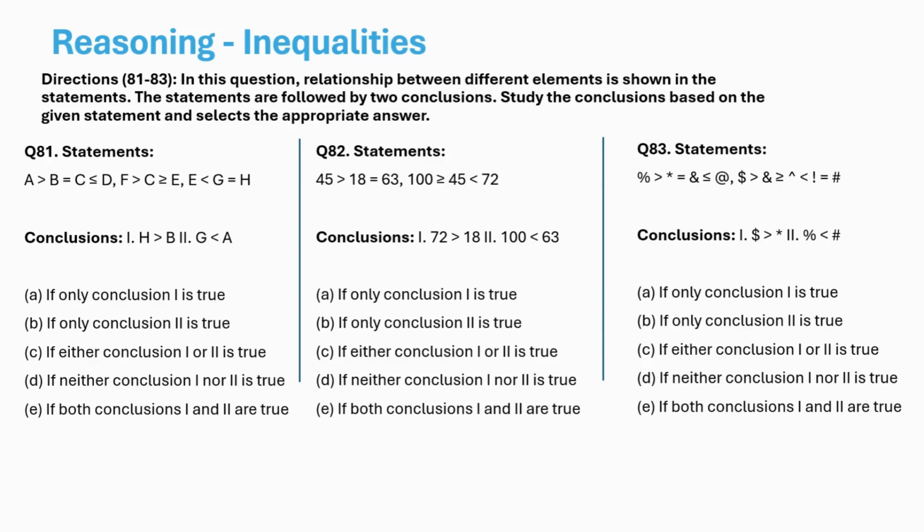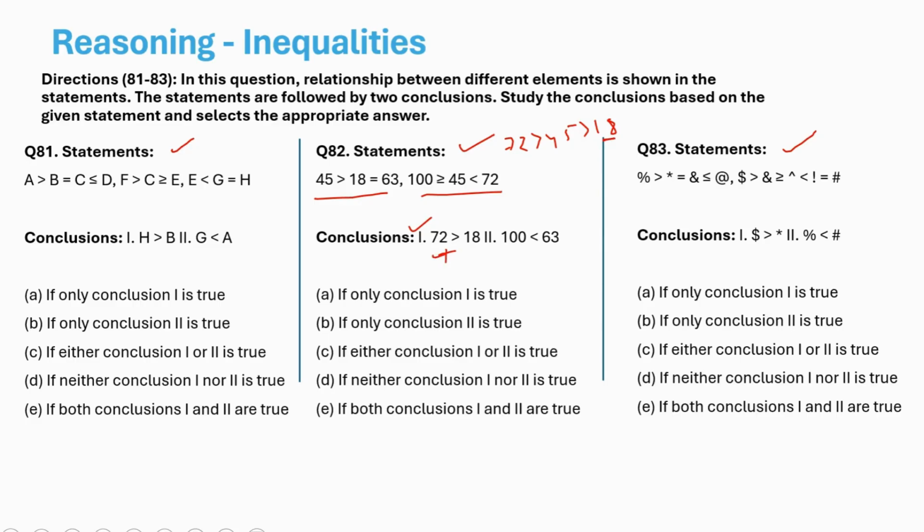Now, based on the above rules, let's solve questions from the previous year IBPS SO Prelims exam. I'm leaving question number 81 and 83 for you to solve, and here I'm solving question number 82. It's given 45 is greater than 18 equal to 63. Two statements are given and we need to check these two conclusions. Let's focus on 72 is greater than 18. Here 72 is greater than 45 and 45 is greater than 18. So yes, 72 is greater than 18. So the first conclusion is true.